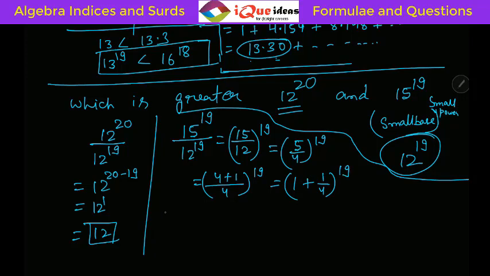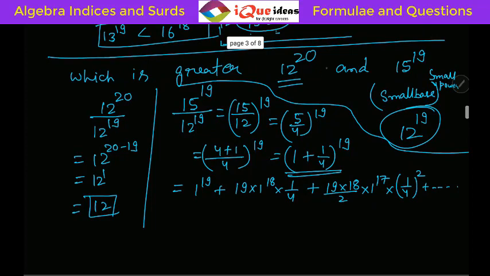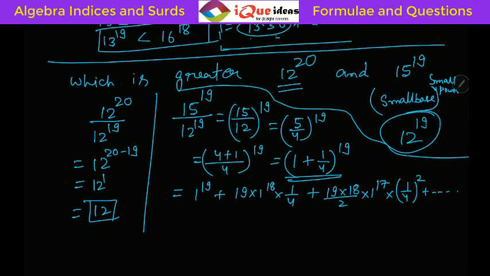Alright, so this can be taken as, if I apply the binomial theorem again, first term is 1 raised to 19, second term is 19 into 1 raised to 18 into 1 by 4, third term is 19 into 18 by 2 into 1 raised to 17 into (1 by 4) square, and after that we'll get higher powers of 1 by 4 which will be much smaller, so we don't need to worry about them. Okay, so if you simplify this, you will get 1 raised to 19 as 1.